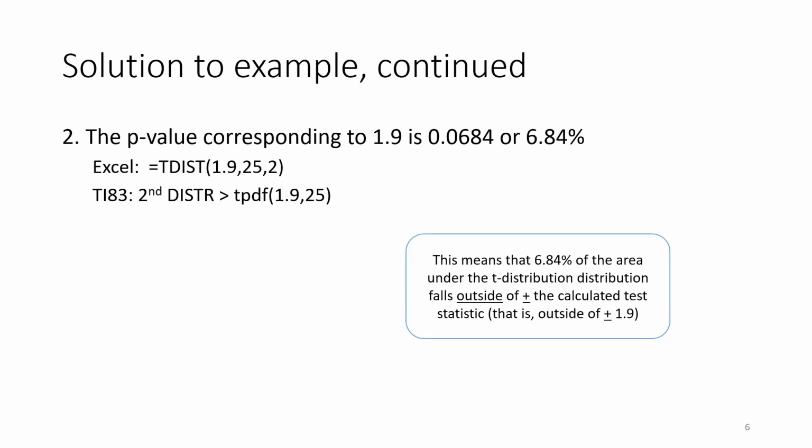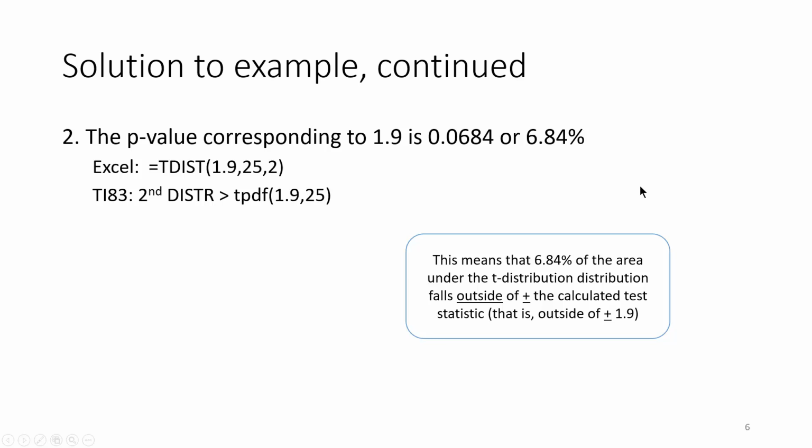Now the p-value corresponding to our calculated value is 0.0684, or 6.84%. And we often put it in percent terms simply because we put alpha in percent, say 5%. We can get the p-value in Excel by using the TDIST function, and in the TI-83 we can use the tcdf function. So we have two ways of getting this. We specify the calculated value and then the degrees of freedom.